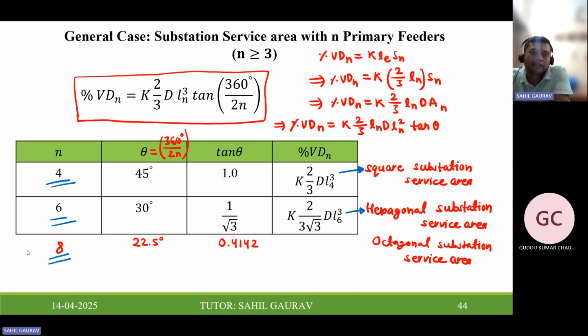So this is the table where you can find the percentage voltage drop step by step. First you have to find the theta. For n equal to 4, we have theta 45. For n equal to 6, that is a hexagonal service area. For n equal to 8, that is an octagonal service area. Then we will find tan theta. Then we can find the percentage voltage drop.